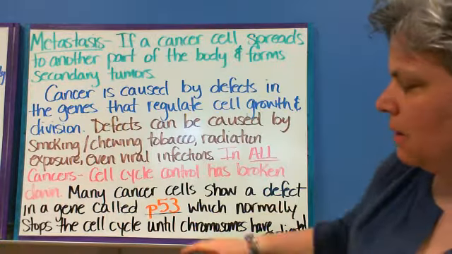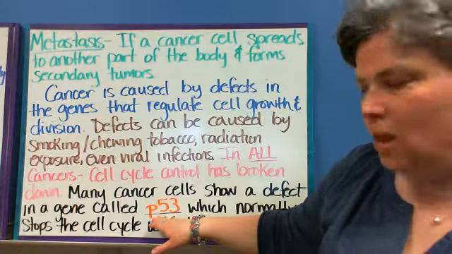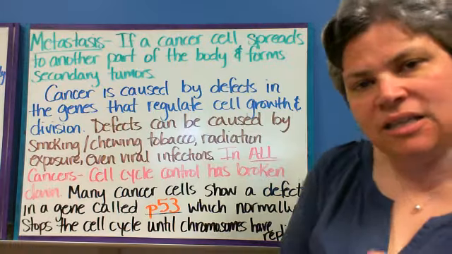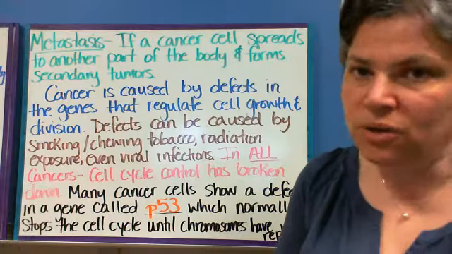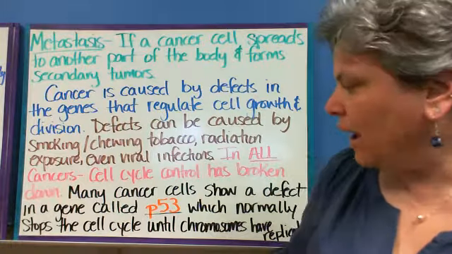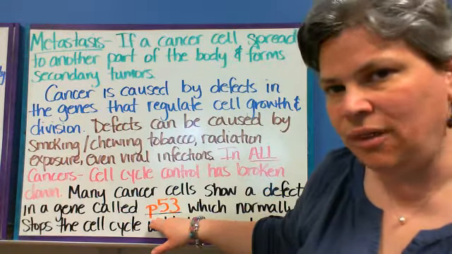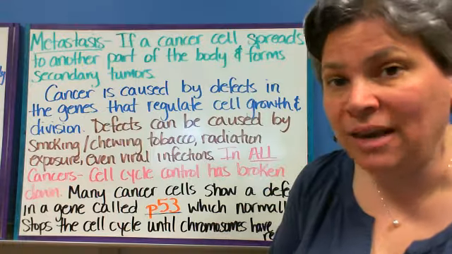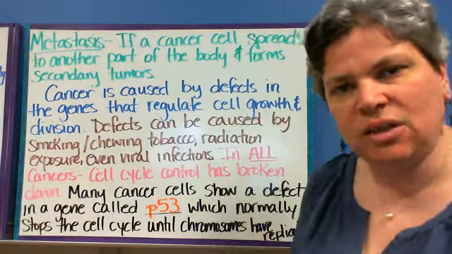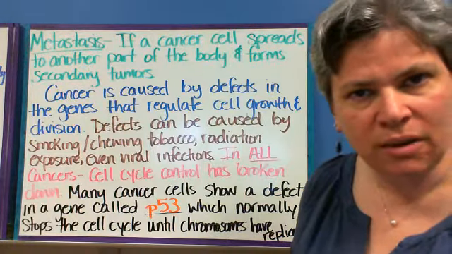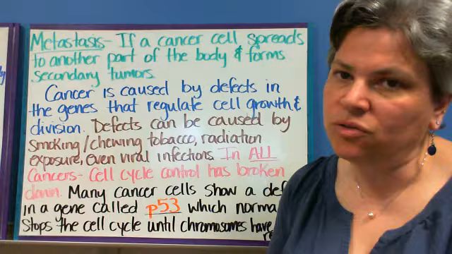And they've now found that many cancer cells actually show a defect in a gene called P53. What P53 normally does is it stops the cell cycle until the chromosomes have replicated like they're supposed to. Remember, during the S phase of interphase. But what they're finding is that for cancer cells that have a defect in P53, it doesn't do that. Whether they've actually replicated correctly or not, whether they've replicated at all, what it's allowing to happen is for the cells to divide, and they're not supposed to be. So that defect is one of the things that they're finding, okay, this is a problem in cancer cells versus other cells.